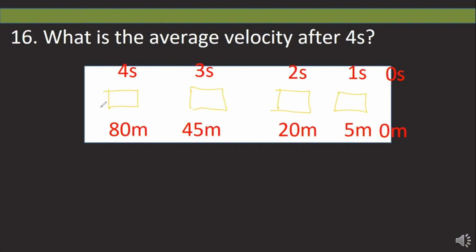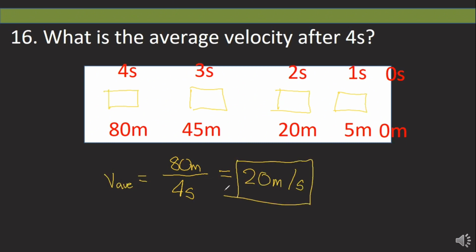So let's compute for the average velocity. So we have here the average velocity is equal to the distance covered, which is 80 meters, divided by the total time covered, which is 4 seconds. So we have here 80 meters divided by 4 seconds. We have 80 divided by 4. We have, the average velocity is 20 meters per second. So that is the average velocity.